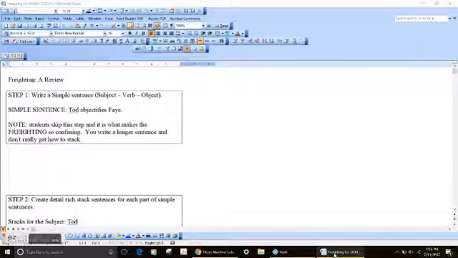Alright, so here is a quick review of how to do a freighting sentence, and the part that students most struggle with, the first part.